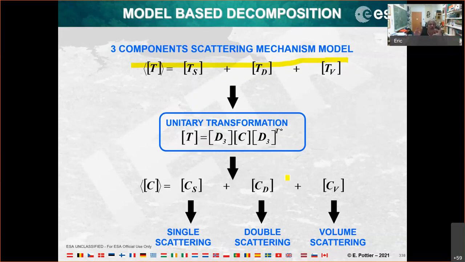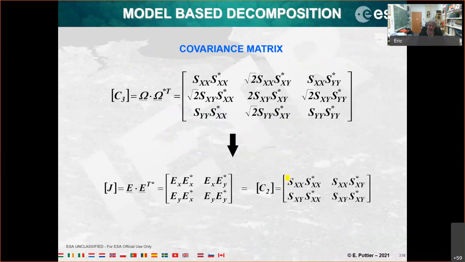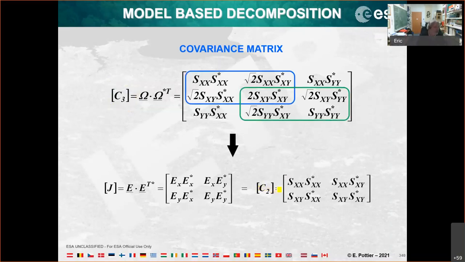I have presented it to you using the coherency matrix, but I can also use the covariance matrix in the fully parametric case. And we have seen that this covariance matrix is a 3x3 matrix. In the dual pole case, the covariance matrix is a 2x2 matrix. So what does it mean? It means that this 2x2 covariance matrix is only a part of the fully parametric covariance matrix. So it can be the upper part in blue when I have the HH and HV combination, or the green part when I have the VH and VV combination. So you can see that I do not have all the information.